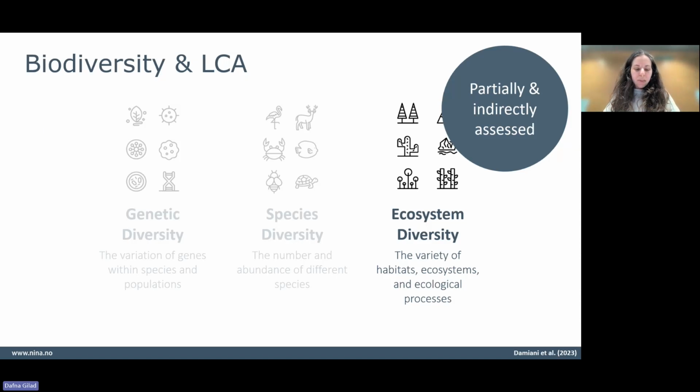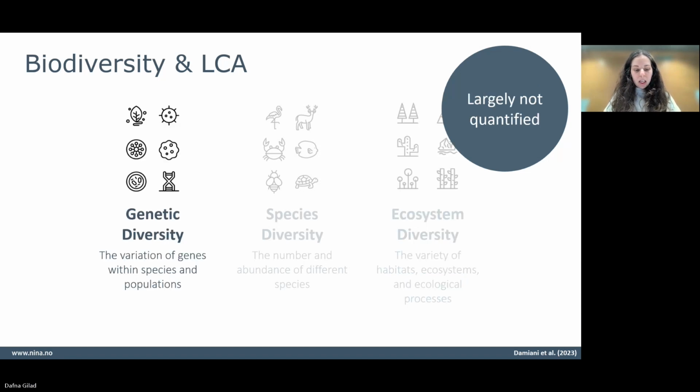And ecosystem diversity is only partially and indirectly represented in LCA. So we can assess biodiversity impacts within three types of ecosystem: terrestrial, aquatic, and marine. But ecosystem functionality, for example, is often overlooked in LCA. And then finally, genetic diversity is rarely quantified in LCA. So there has been a lot of progress, and lots of models were developed to integrate biodiversity into LCA, but we still don't really have one method that can capture all of the impacts on biodiversity and ecosystems.